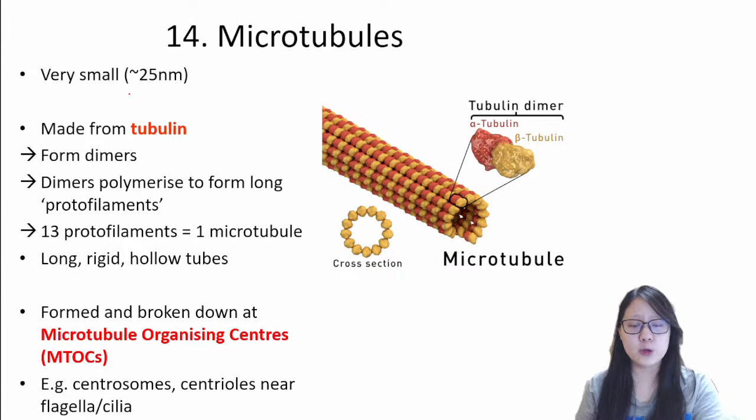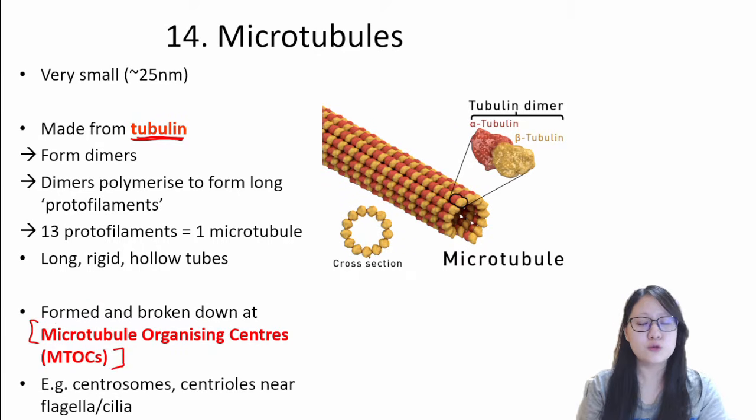But anyways, what you need to know is, number one, they're small tubes. They're made from a protein called tubulin, and they are formed and broken down at microtubule organizing centers. We saw two of them. We saw centrosomes already, which are in charge of forming spindle fibers during cell division. And we also saw how centrioles, other than forming centrosomes, can also act as MTOCs near the flagella or cilia. We'll see a diagram of it later.